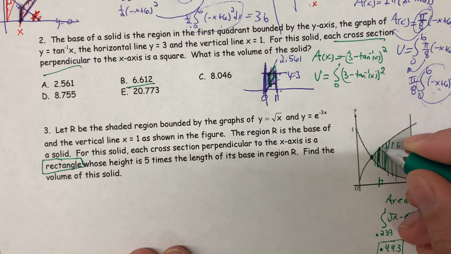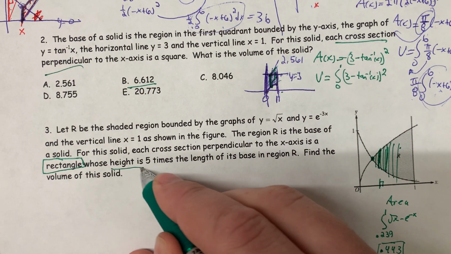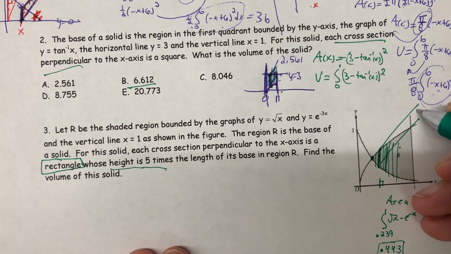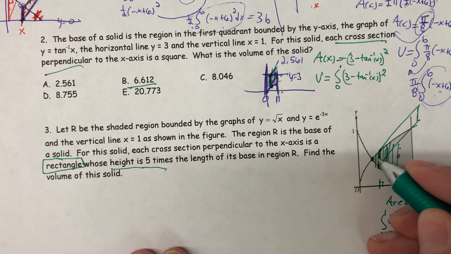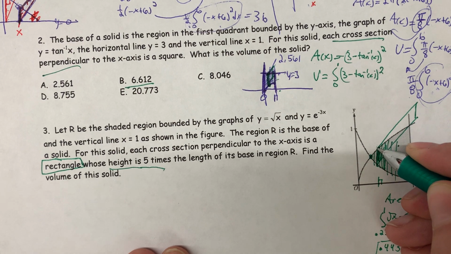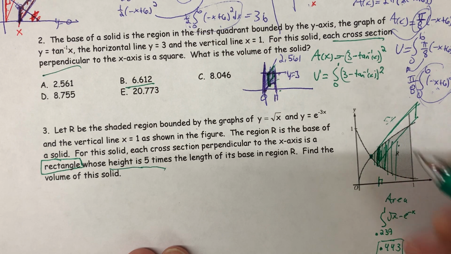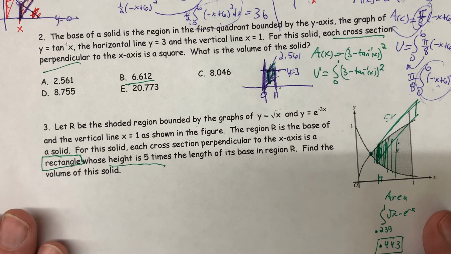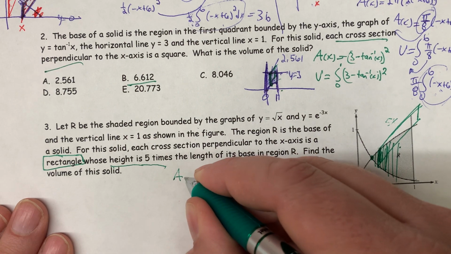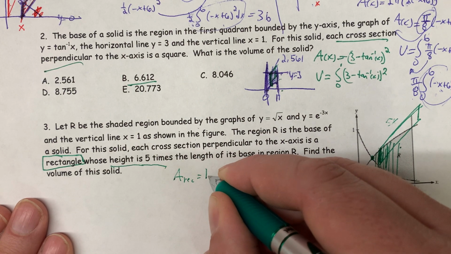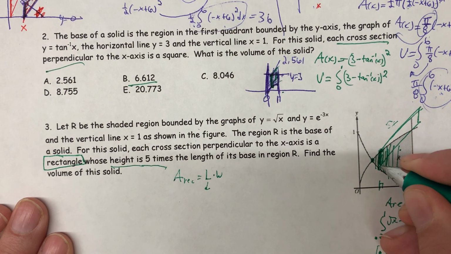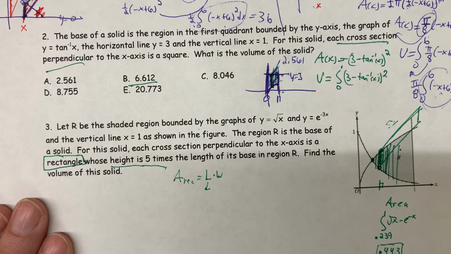Okay, so now there are rectangles, and the height of the rectangle is 5 times the width. So we've got these really tall rectangles sticking out. Whatever the width is, the height is going to be 5 times as high, right? So what is the area of each of these rectangles at x? Well, the area of a rectangle is length times width.